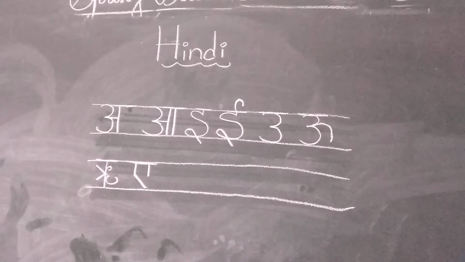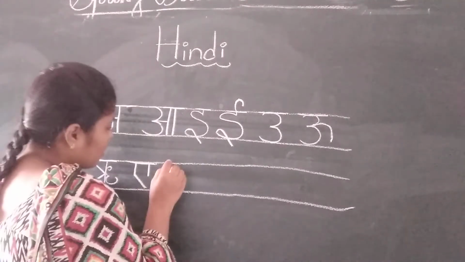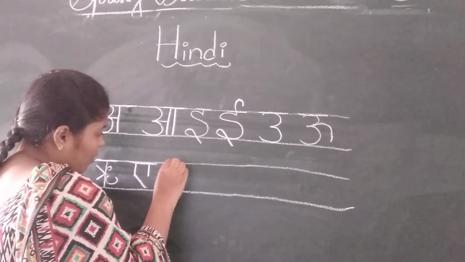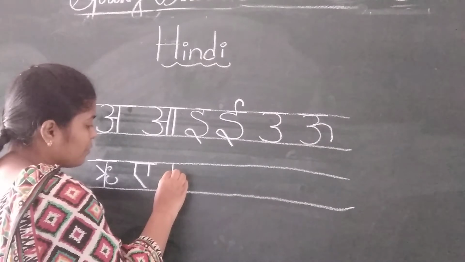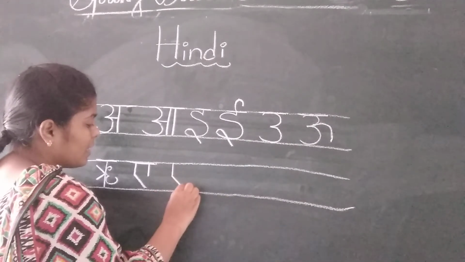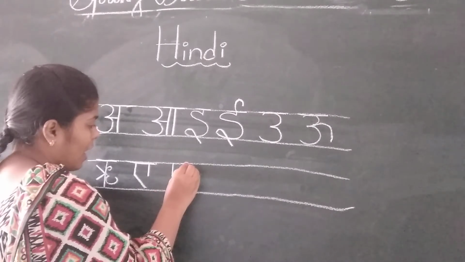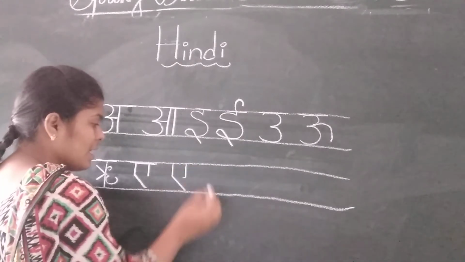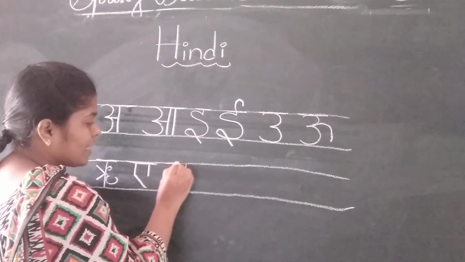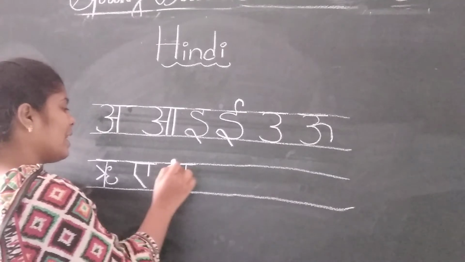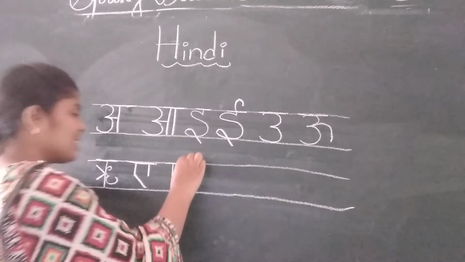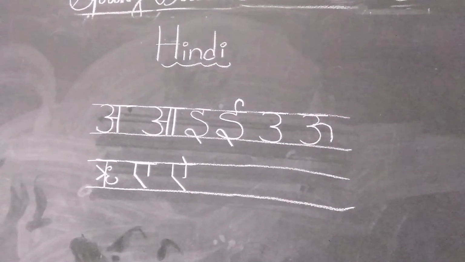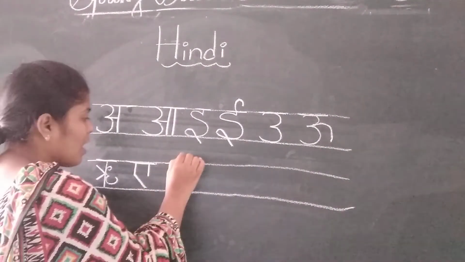So what is the next letter after E, children? It's I, right? So we have to write one standing line. At the end of this standing line we have to draw one right standing line and one standing line and one sleeping line. In the second standing line we have to write one right standing line. It forms letter I.